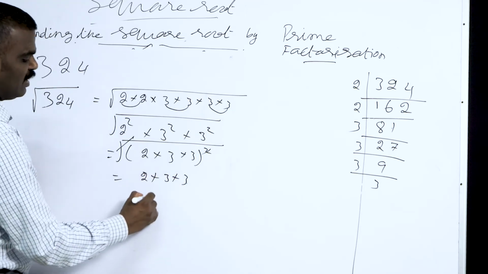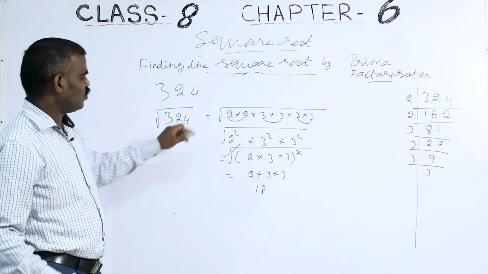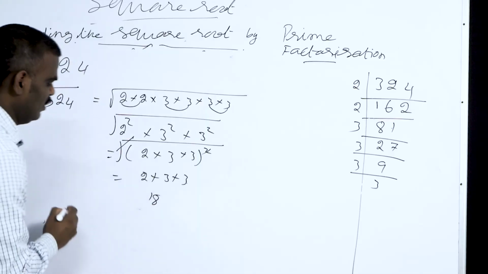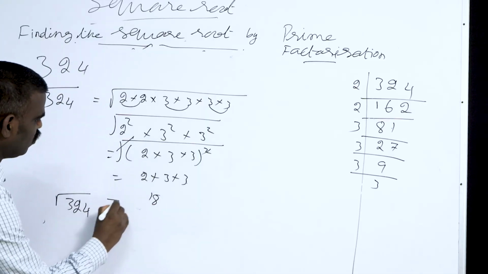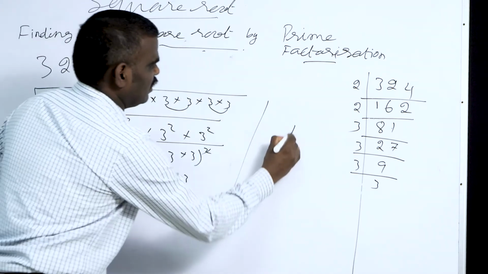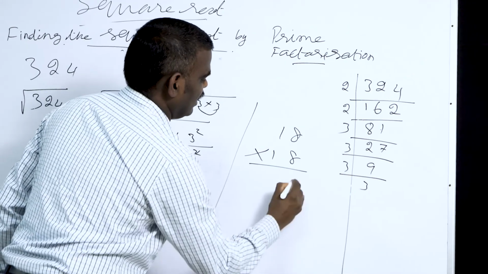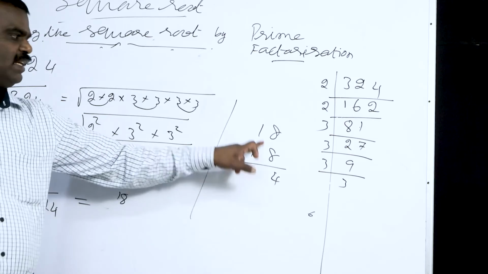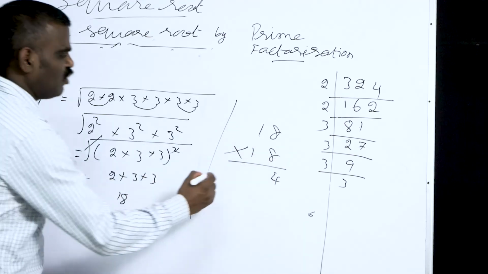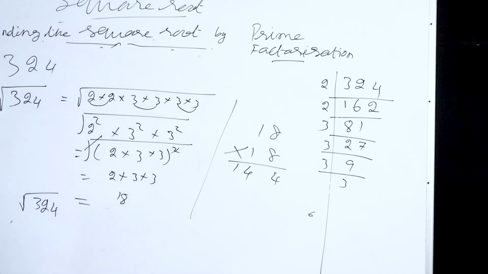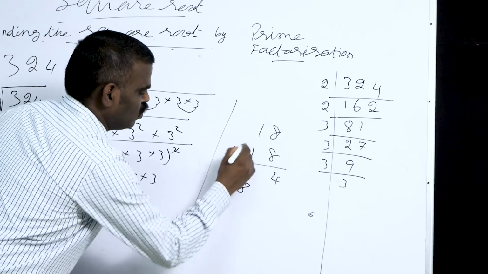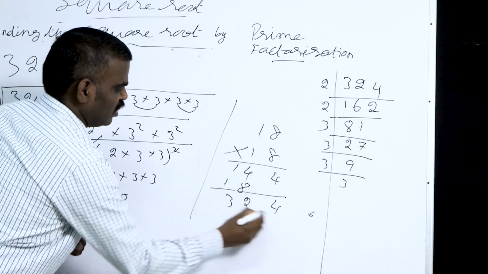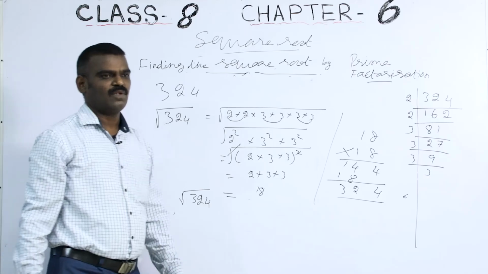3 3s are 9, 2 9s are 18. If you multiply 18 two times, which one will you get? 324. Let us check whether your answer is right or wrong. So the square root of 324 equals 18. Let us check. 18 into 18. 8 8s are 64. 6 remainder. 8 ones are 8, 8 plus 6, 14. 1 8 is 8. 1 1 is 1. 4. 8 plus 4, 12. 1 remainder. 2 2s plus 1, 3. 324. Yes, correct. The answer is correct.